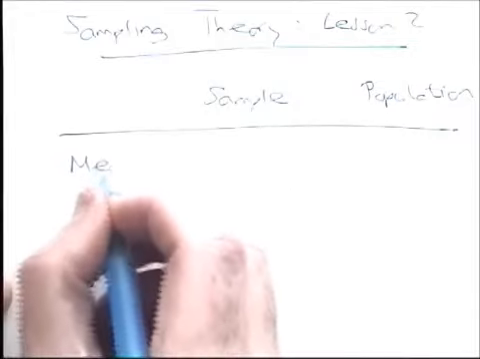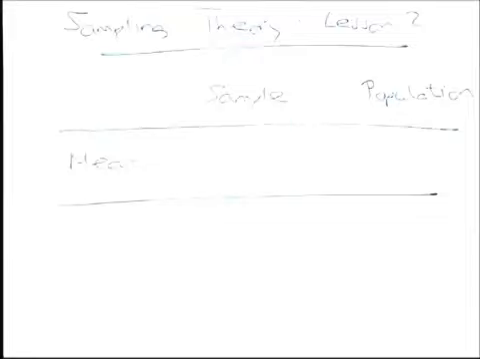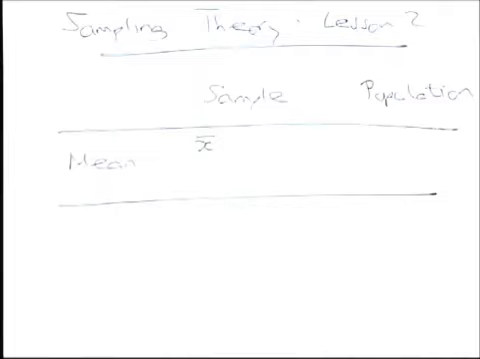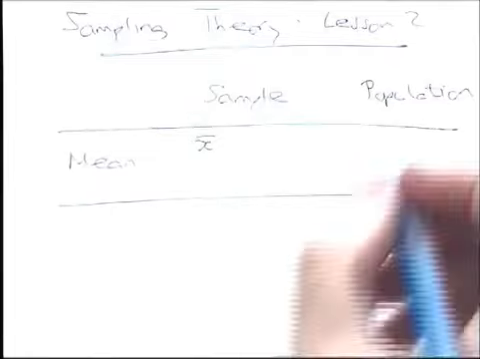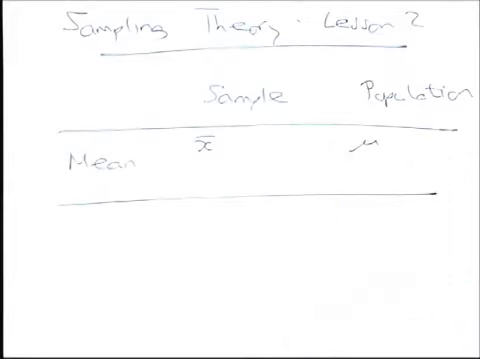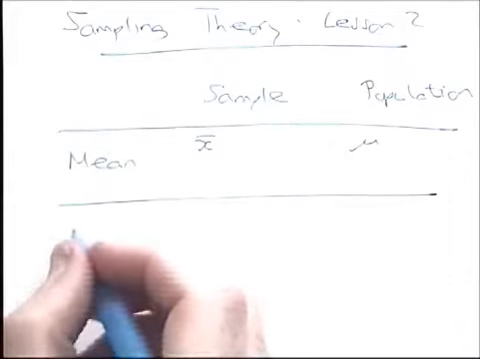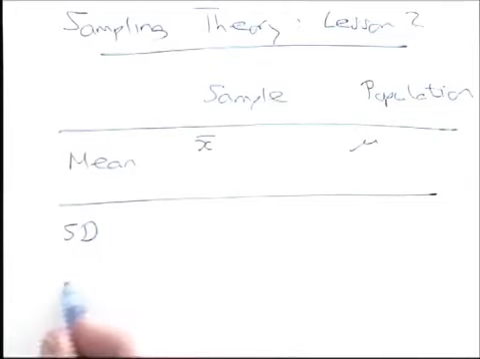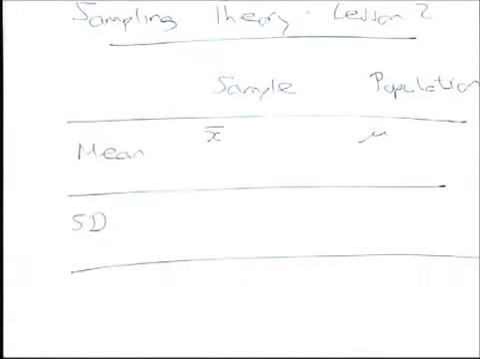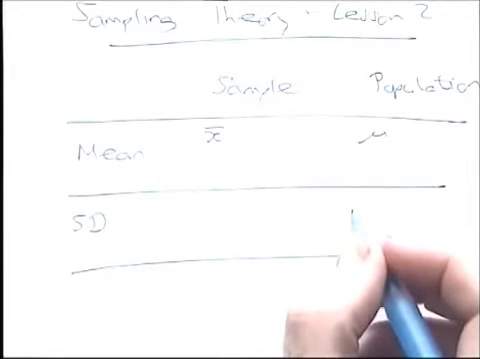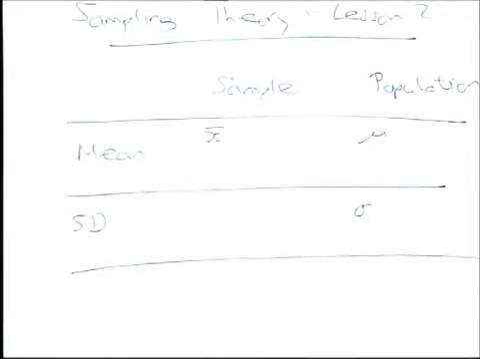Okay, what notation do we use for the mean of our sample? X bar. Okay, what notation do we use for the mean of the population? Mu. Okay. What notation do we use for the standard deviation of our population? Oh well, you're doing one thing ahead. Yes, just sigma there. Okay, and the variance would be sigma squared.